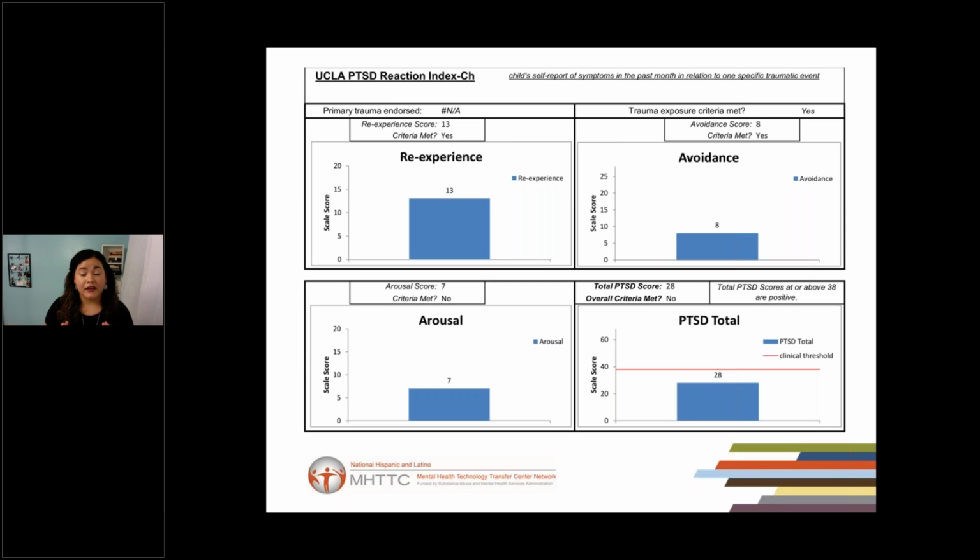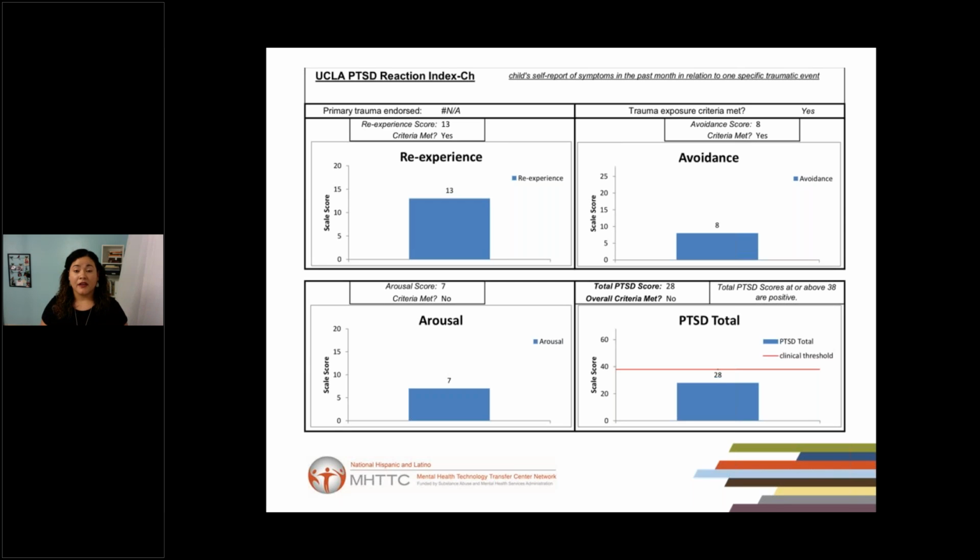So the next slide is the child's report about how she was feeling. It was almost the same as the mom's report, right? Re-experiencing was 13, avoidance was 8, arousal 7, and PTSD total was 28.